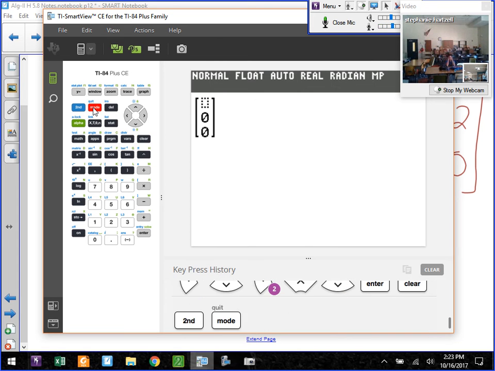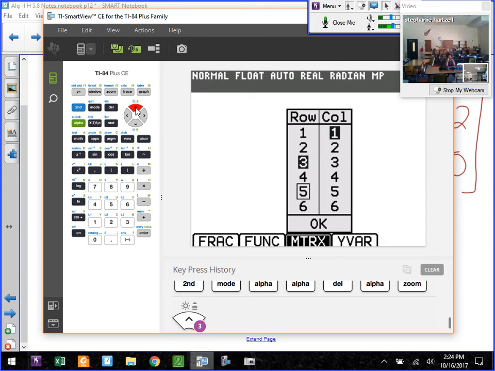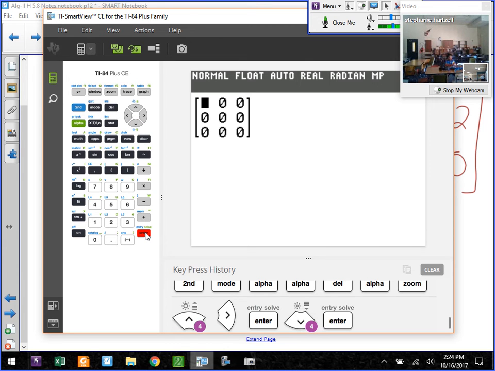We put this alpha zoom. I want to make a 3x3. So I get my shortcut key to come up. I already have the 3 there. Get to the right, hit enter. Scroll back down to OK. And now it comes up with a 0 matrix. Are we okay with that?